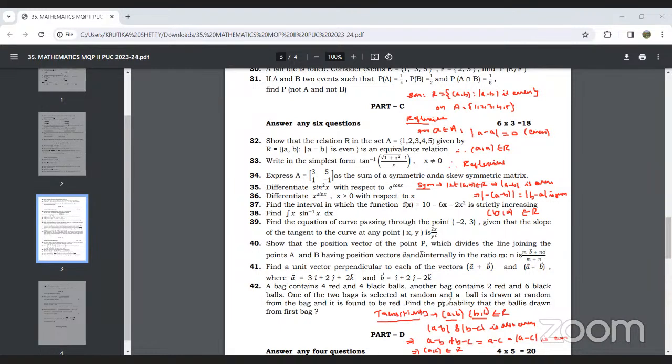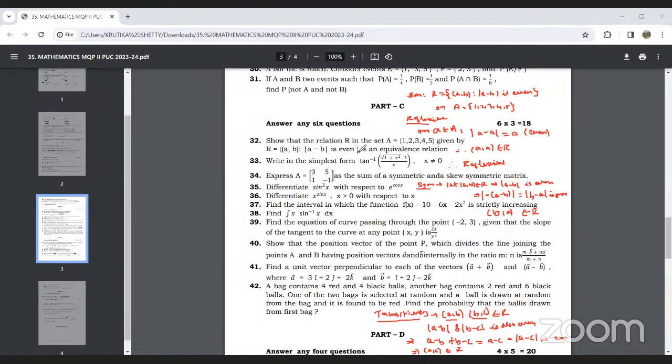The same example we have discussed. You can refer to that video on relation and function, where the same question is explained. And one more such question is there: mod of A minus B is a multiple of 4. There also we are applying the same logic. So this is question number 32.